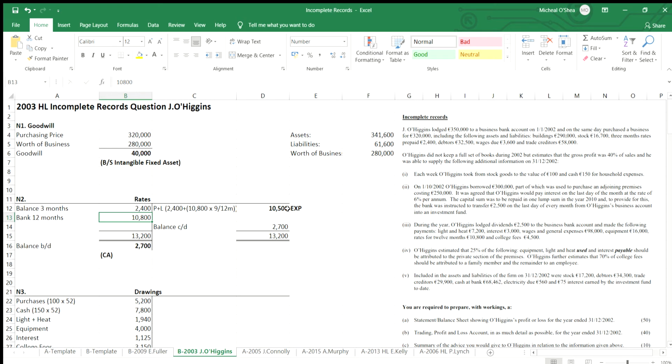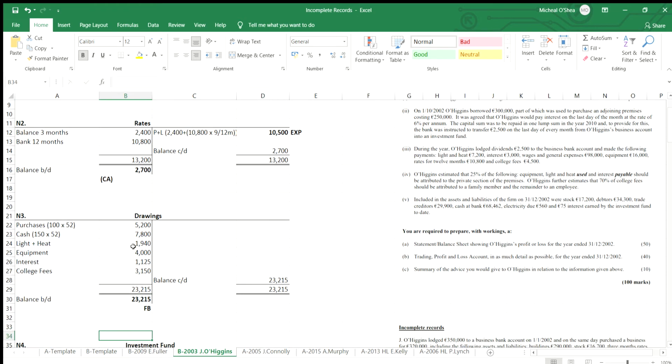The remaining amount is January, February, and March of next year, and that is going to be the remainder. So the balance on both sides is 13,200. I know that 10,500 was the amount of rates for this year, therefore 2,700 is the difference, and that is the rates prepaid for next year. So that's just the missing figure after I get the balance on both sides, and that'll be my balance brought down here. So that's my current asset there.